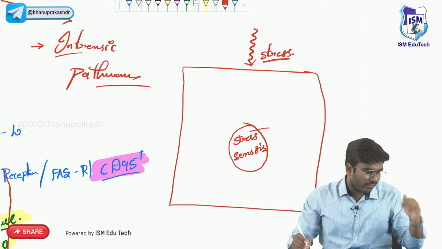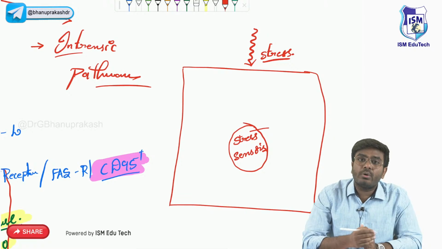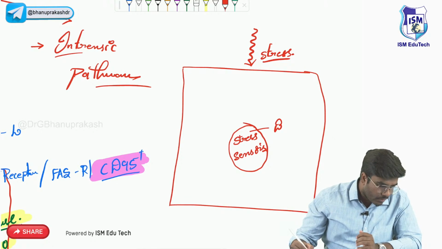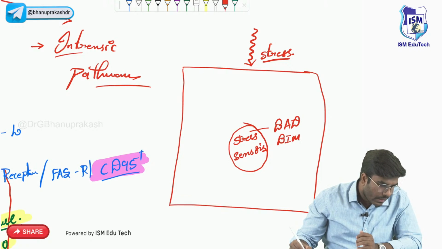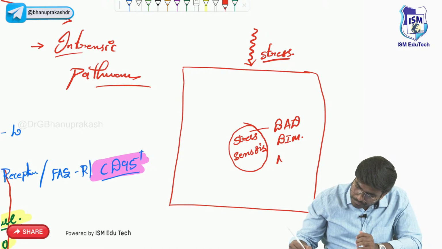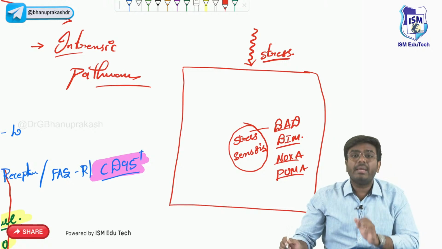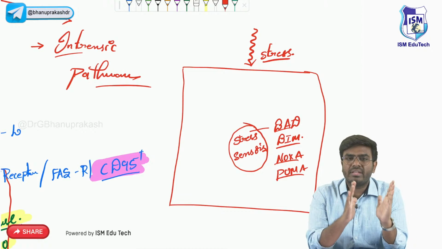The MCQ that will come in your exam is, what are the examples of these stress sensors? The stress sensors include everything that starts with, like, BAD, BIM, BAX, something like that. BAD, BIM, Noxa, Puma. All these are the stress sensors, all the time present inside the nucleus. They are all the time checking whether everything is right or not.